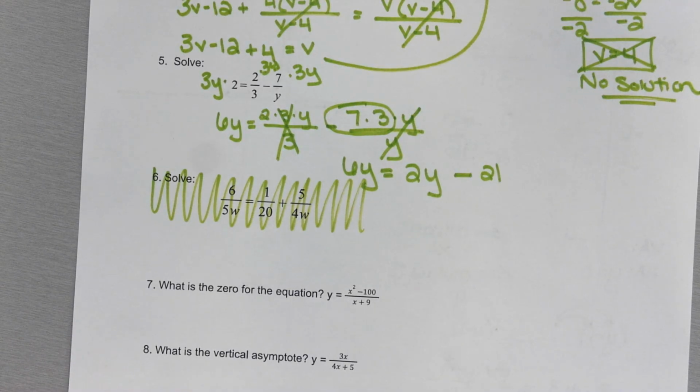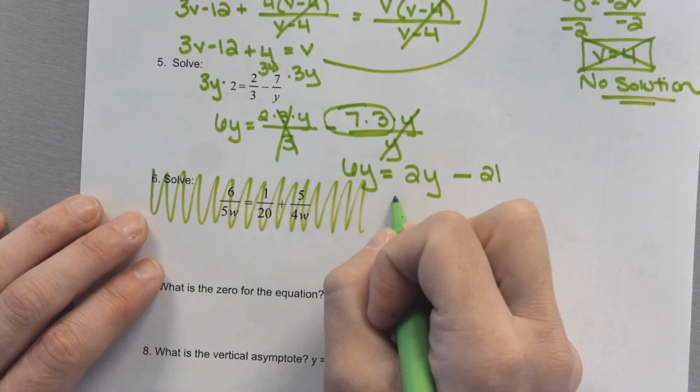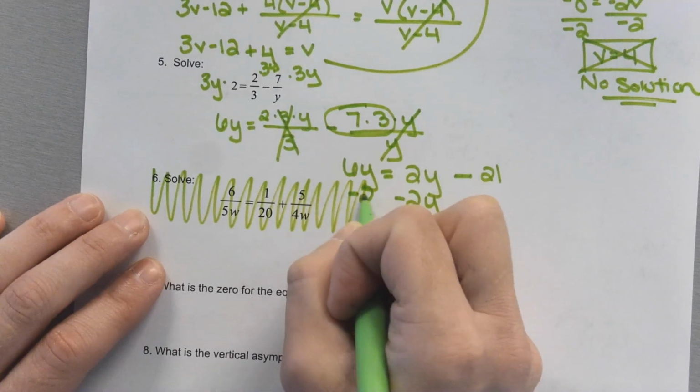All right. Now, let's move our y's together. How can I move my 2y over to be with its other y friends? Yeah, let's minus it. So subtract over your 2y.